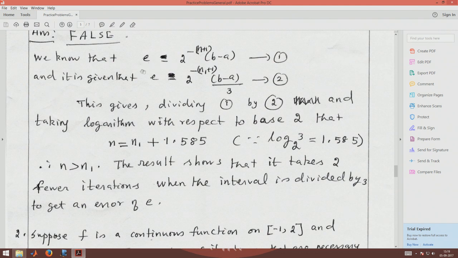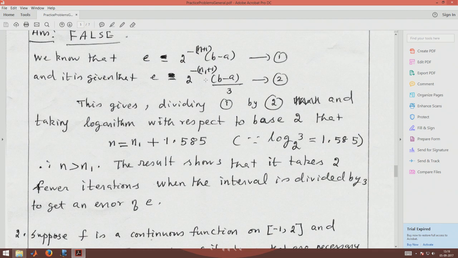We know that the error in the bisection method is given by the length of the interval divided by 2 to the power of n plus 1 at the end of n steps. So, use that. Then you divide the interval by 3. What is the length of the interval now? It is (b minus a) by 3. So, what is the error at that step? It is (b minus a) by 3 divided by 2 power, now the number of steps is n1, so 2 power n1 plus 1.